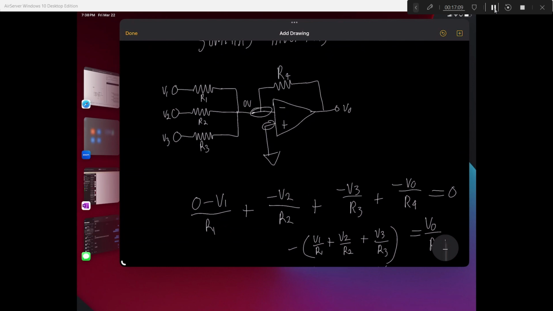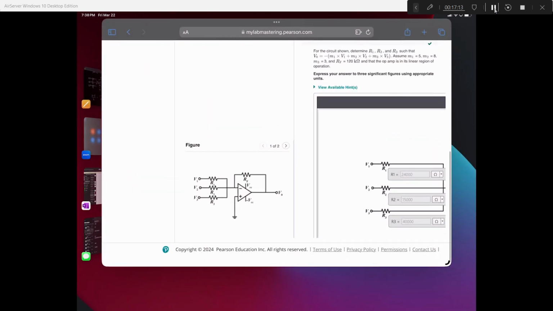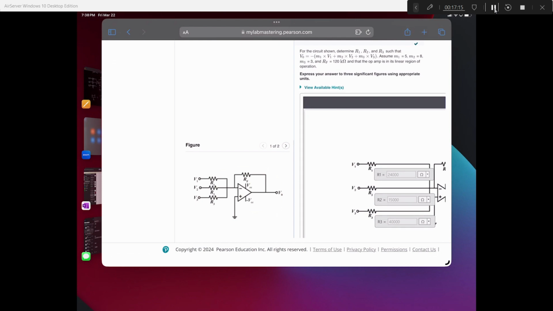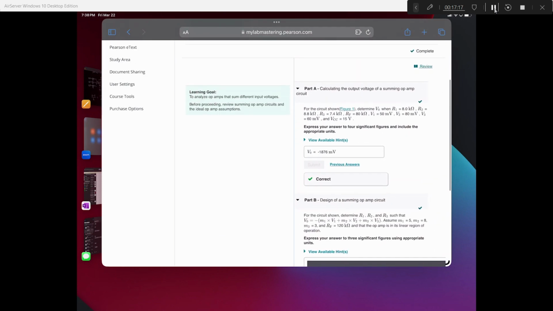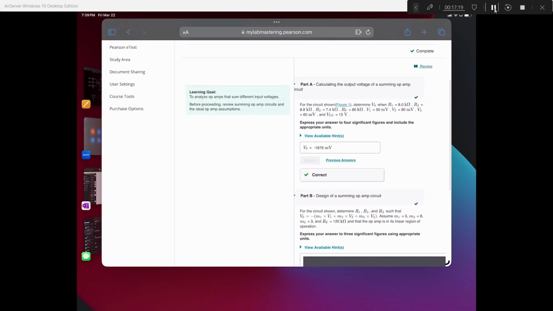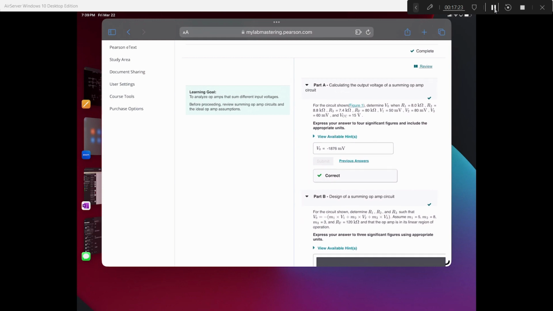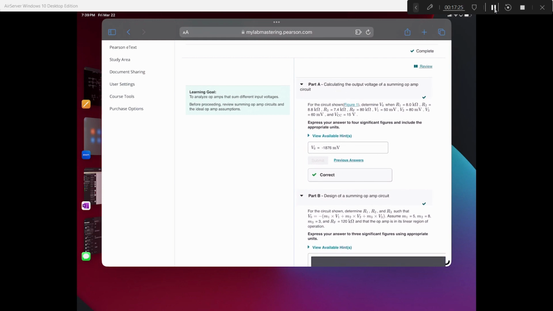Okay, so let's go back to our questions. Let's go to the first question that uses this figure. These are a bunch of numbers you can plug into that formula we made, and then you'll get V out.